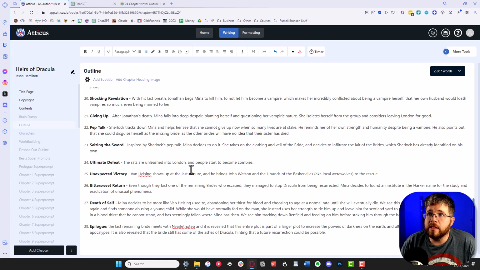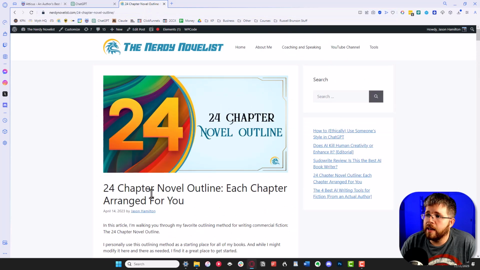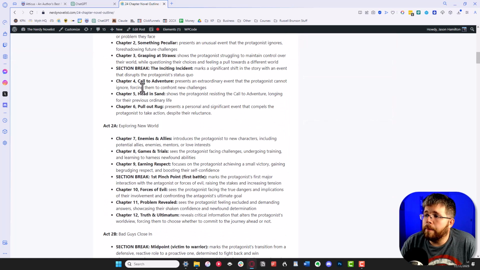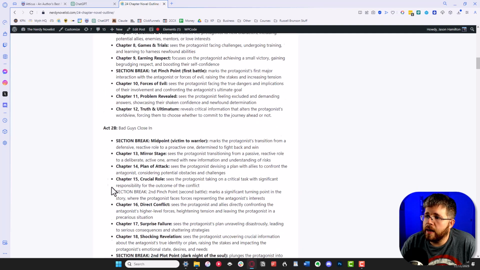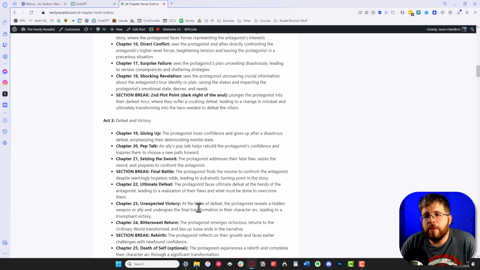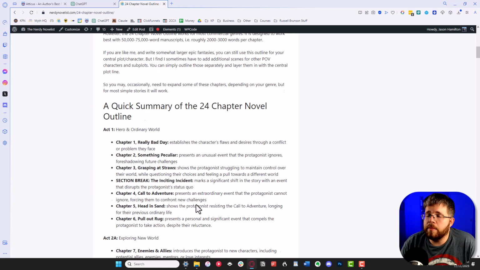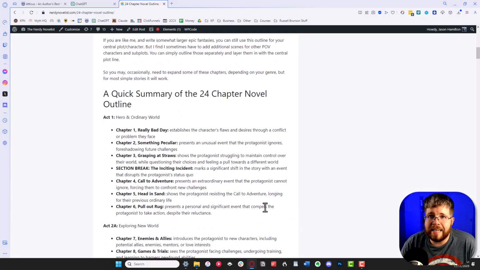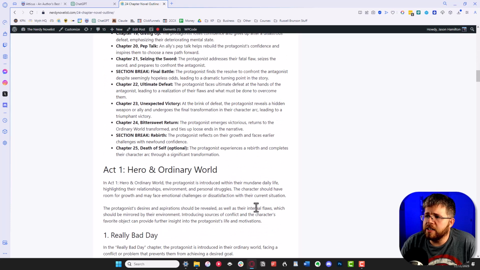This book was based on the 24-chapter novel outline by Derek Murphy, which you can find here. I have a blog post about it that I reference pretty frequently on this channel, so I'd recommend that you go there and bookmark it. But basically, here's the brief overview. It's divided into 4 sections: Act 1, Act 2A, Act 2B, and Act 3. This fill-in-the-blank technique will work for any outlining template, but it works particularly well for the 24-chapter novel outline because that one has a prescribed step-by-step process. And basically, it makes it just a little easier.